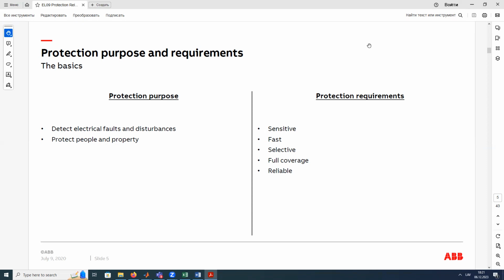So what are the requirements of protection? First of all, it's sensitivity. We need to detect the fault. If we can't detect the fault, we can't disconnect it, we can't deal with it. So first of all is sensitivity, the possibility to detect. The second one is speed, the time of reaction. Because, for example, if it takes several hours to deal with this fault, maybe everything will be broken: transformers, lines, and so on.